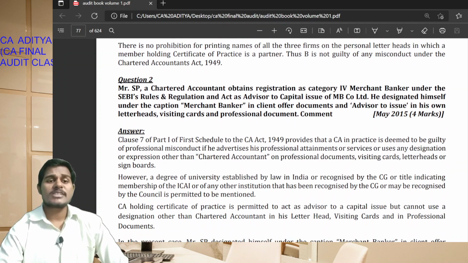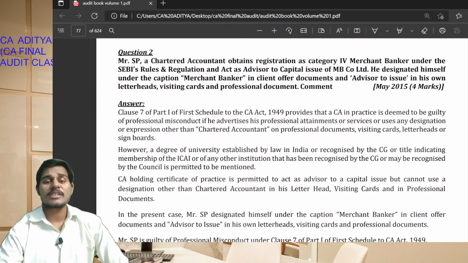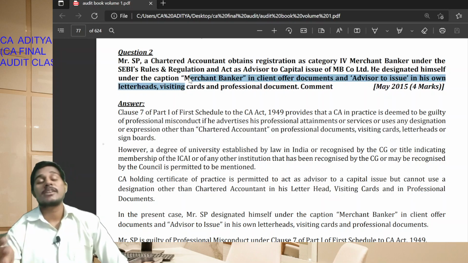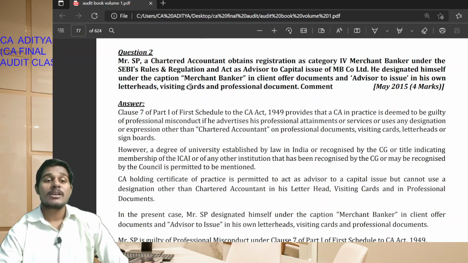Mr. SP, a chartered accountant, obtains a registration as a category one merchant banker under the SEBI rules and acts as advisor to the capital issue of MB company. He designates himself as a merchant banker. See, students, a chartered accountant should not use any designation other than chartered accountant. Since Mr. SP has used merchant banker, so he will be professionally misconduct.